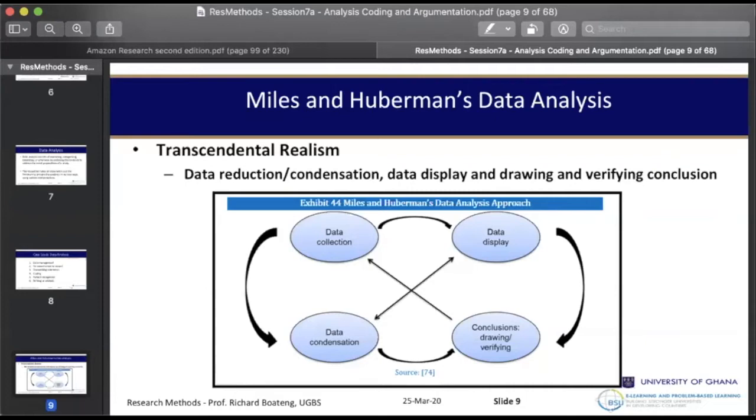When you're saying reduction, it means that some of the things will actually be dropped away. But in qualitative data analysis, we don't want you to drop anything. We want you to understand the interrelationship between the different forms of data, and go to data conclusions and verification. So Miles and Huberman urge us to look at these approaches when we are carrying out the work.